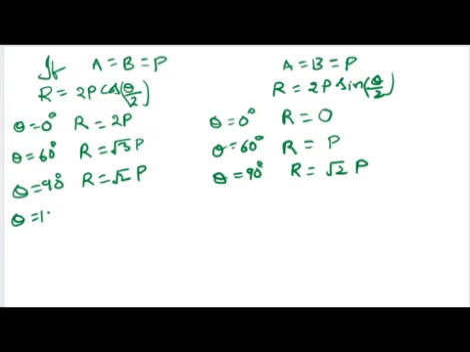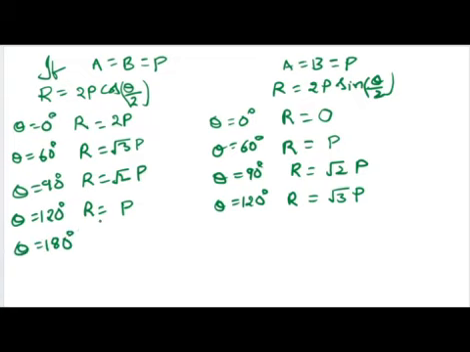If theta is equal to 120 degrees, the resultant is 2p cos 60, and cos 60 is 1 by 2. So the resultant is p only. And in subtraction of vectors, if theta is equal to 120, the resultant is 2p sin 60, and sin 60 is root 3 by 2. So the 2 gets cancelled, root 3p. If theta is equal to 180 degrees, 2p cos 90 is 0, so the resultant is 0. If theta is equal to 180 degrees in subtraction of vectors, then the resultant is 2p.